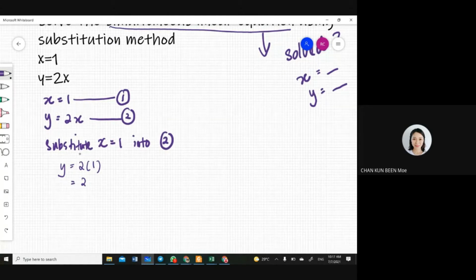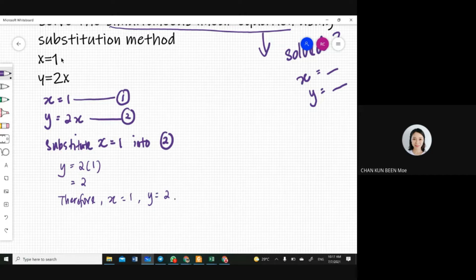You can just say, therefore, although x is already given, x equal to 1, y equal to 2. This is the simplest one. You don't have to substitute another time because we already have the value of x. For the questions that you did before, we don't have the value of either one. That's why you have to substitute twice. After you get the value of y, you substitute again into the first one to get the value of x.